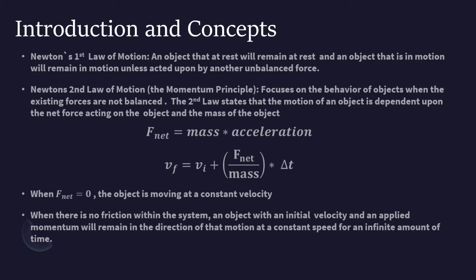A derivation of this formula, however, is v final equals v initial plus F net divided by the mass times delta t. When F net equals 0, the object moves at a constant velocity, and when there is no friction within the system, an object with initial velocity and applied momentum will remain in that direction forever.